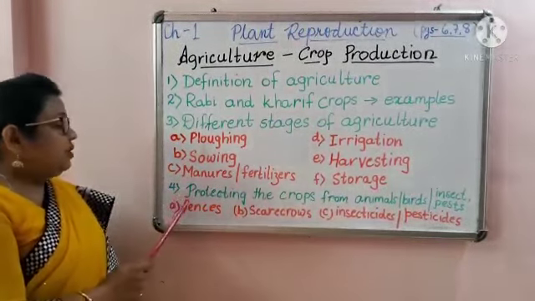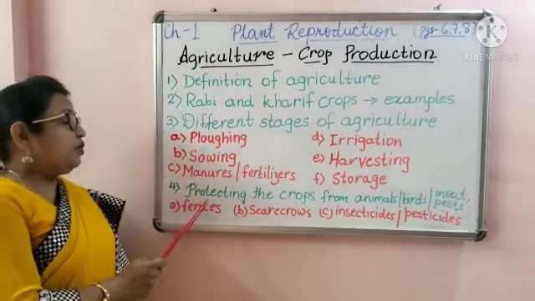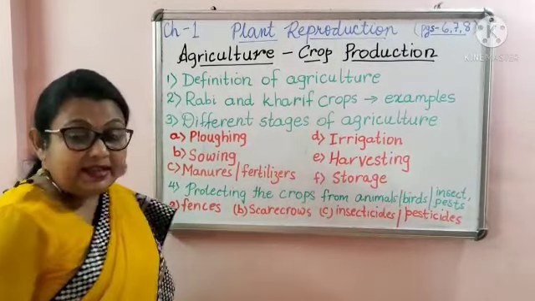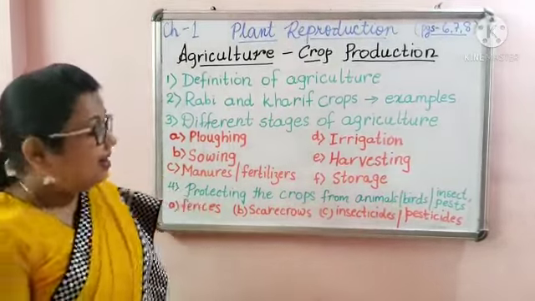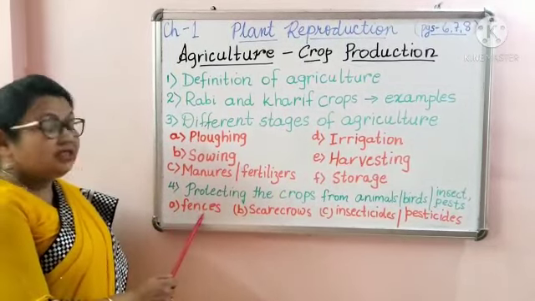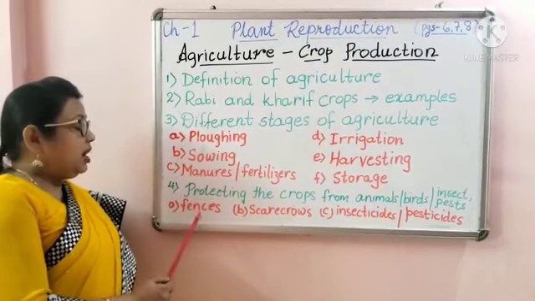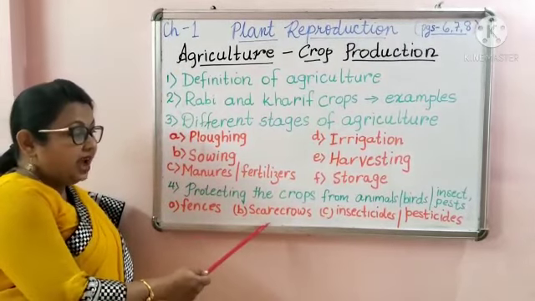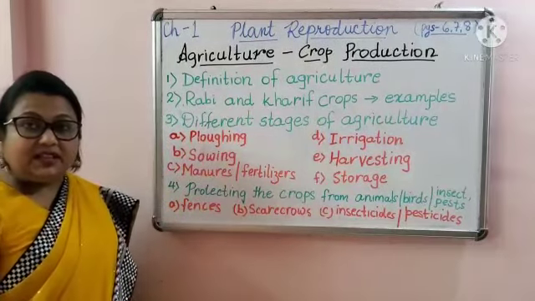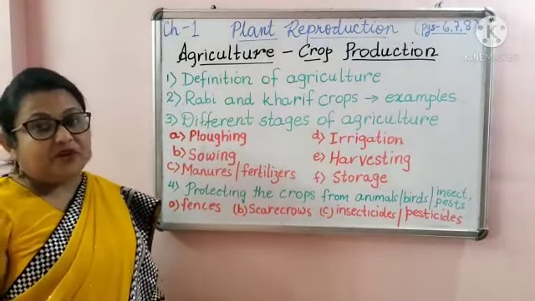The fourth thing we learned today was protecting the crops from other animals, birds, insects, pests and other enemies. What do we do? We make fences. The farmers, not we, farmers make fences. They use scarecrows, insecticides and pesticides to protect the crop and keep them for future use.